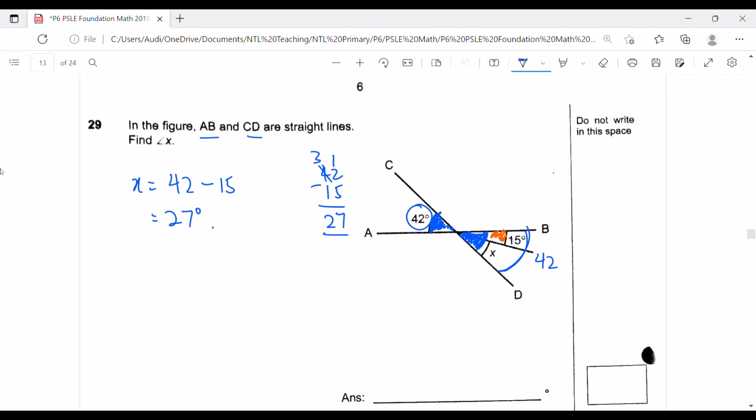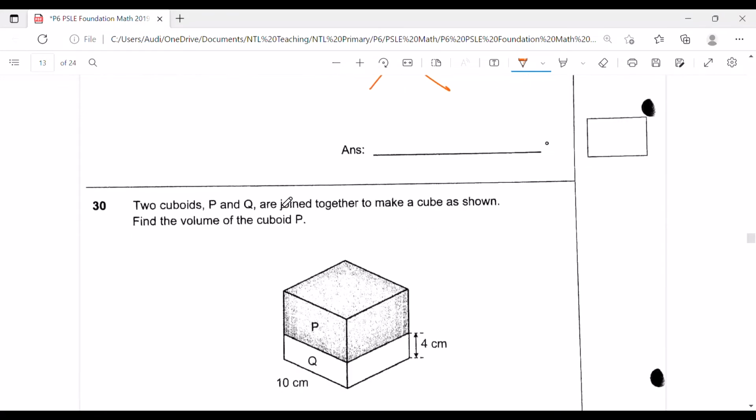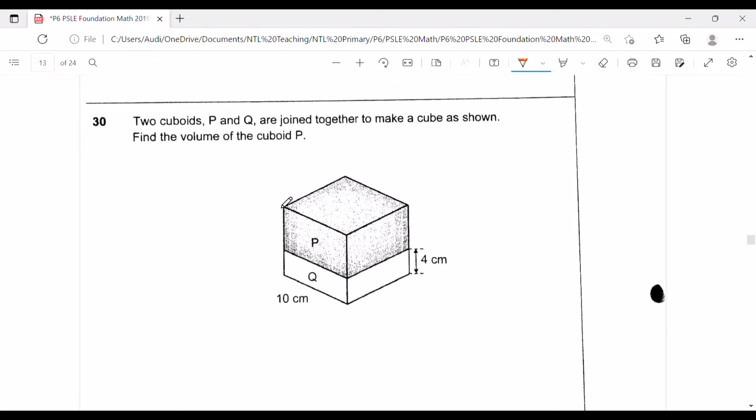So whenever you see straight lines like that, you must know that the opposite angles are the same. So this angle is the same as this angle, and this angle here is the same as this angle. They must be straight lines, right? Then you can say that the opposite angles are the same. Pause the video now, try this question, and then once you're ready, press play and we'll move on to question 30.